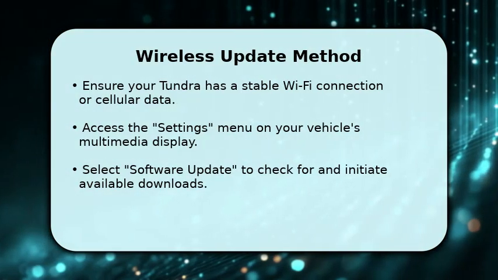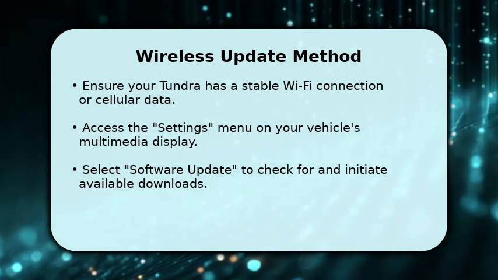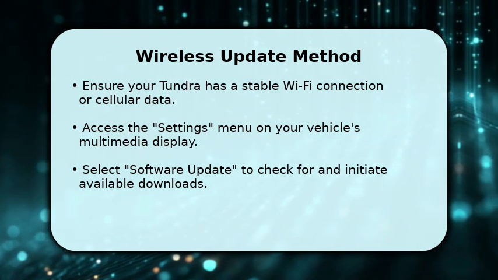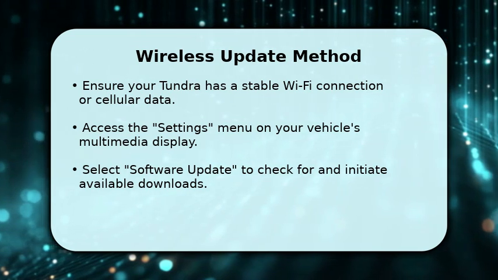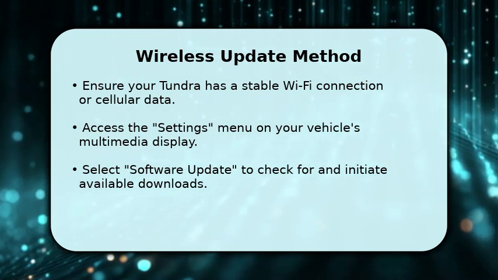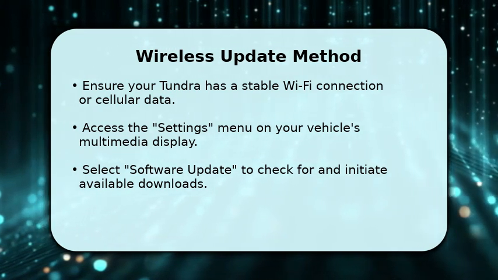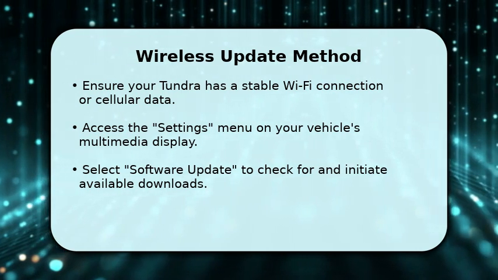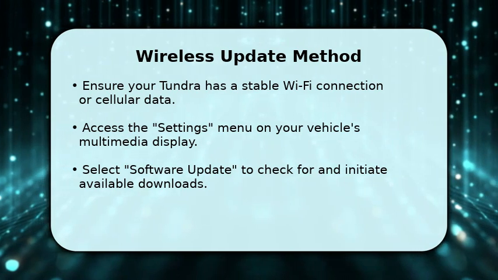For a wireless update, first ensure your Tundra has a strong Wi-Fi connection or active cellular data. On your multimedia screen, navigate to the Settings menu, then select Software Update. The system will automatically check for any available updates. If one is found, simply follow the on-screen prompts to accept the terms and begin the download and installation. The process will continue in the background.